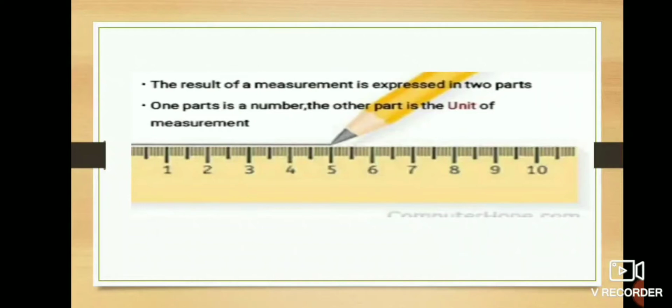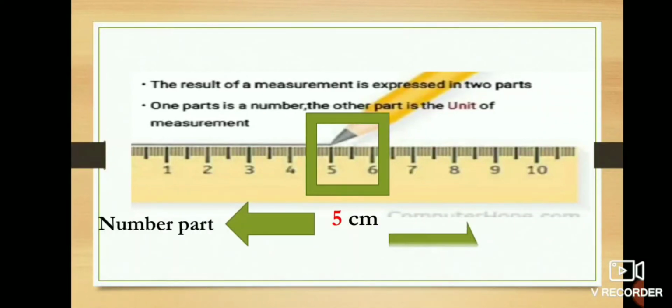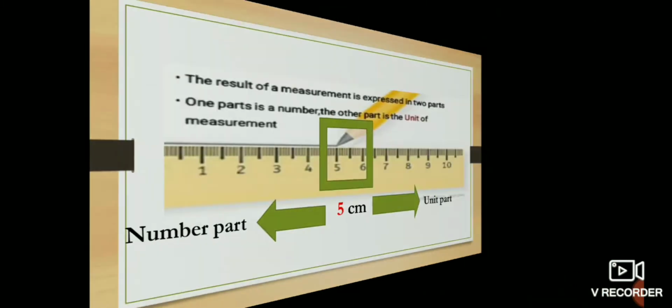And the result of a measurement is expressed in two parts. One part is a number and the other part is the unit of measurement. For example, I am measuring the length of the line given here using a meter scale. Then what is the measurement? Yes, 5 centimeter. Here 5 is the number part and centimeter is the unit part. You are correct. So, centimeter is the unit we used here.